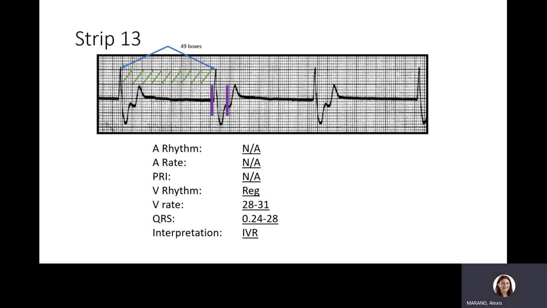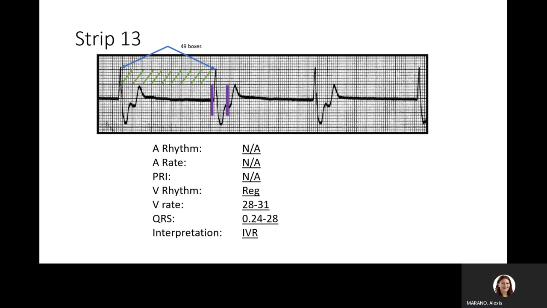In strip number 13, there are no P waves, so your atrial rhythm will be NA, your rate is NA, and your PR interval is also NA. Ventricular rhythm, it is regular. The rate, 49 small boxes from R to R, so you should get a rate between 28 and 31.